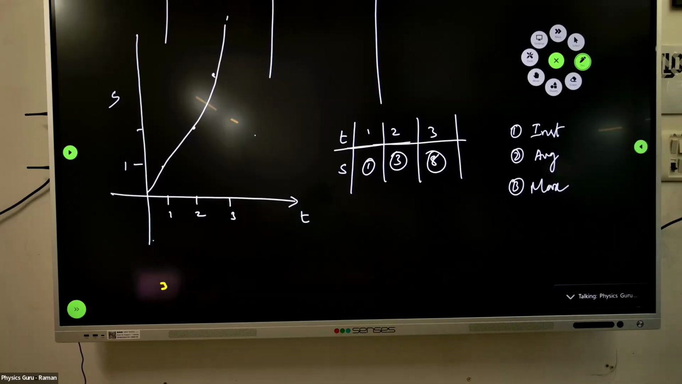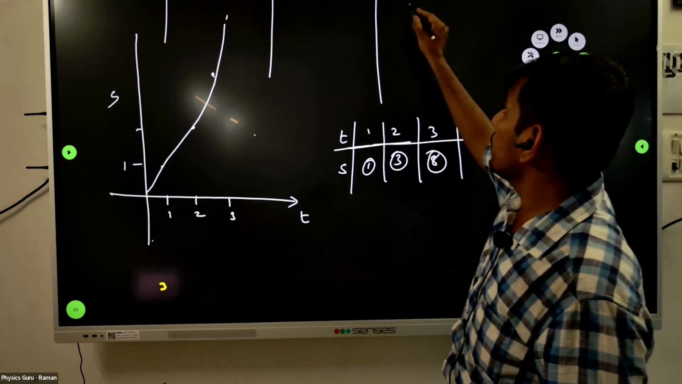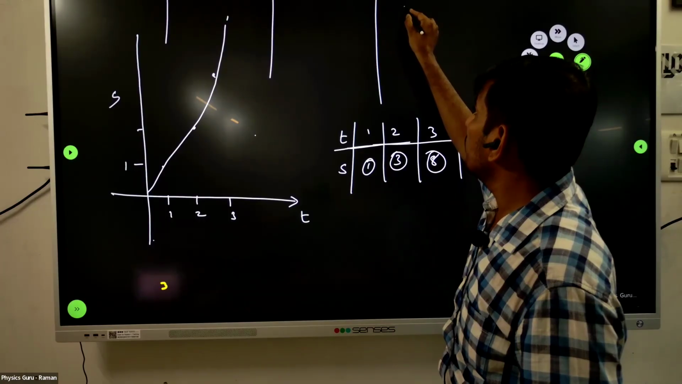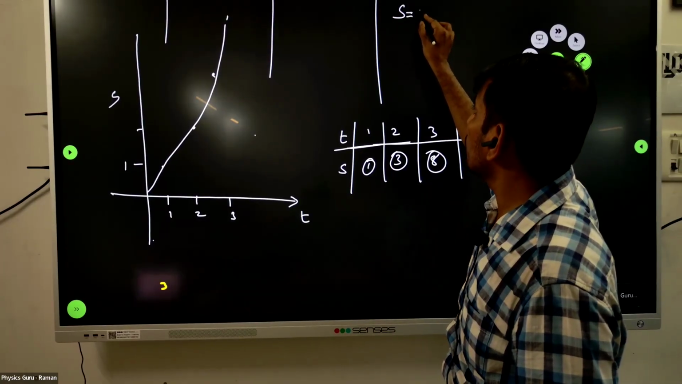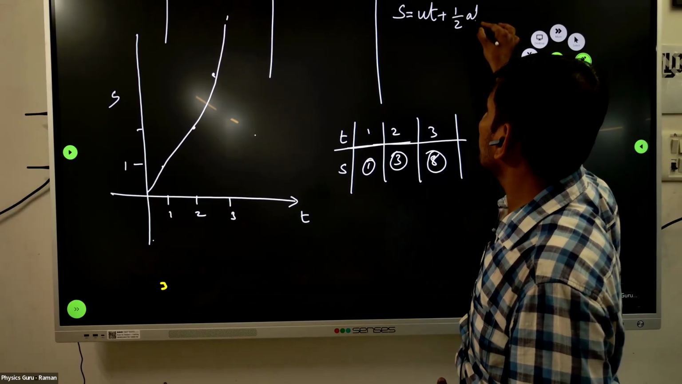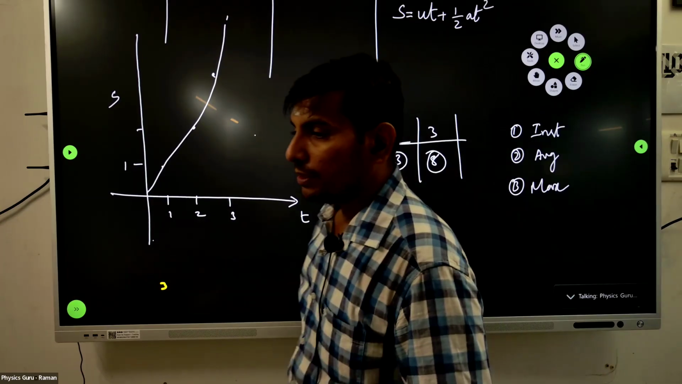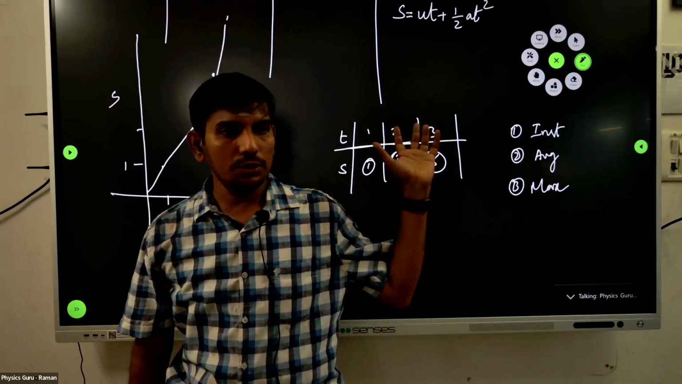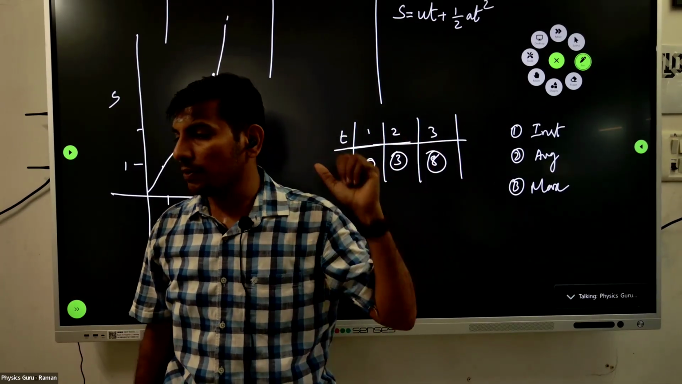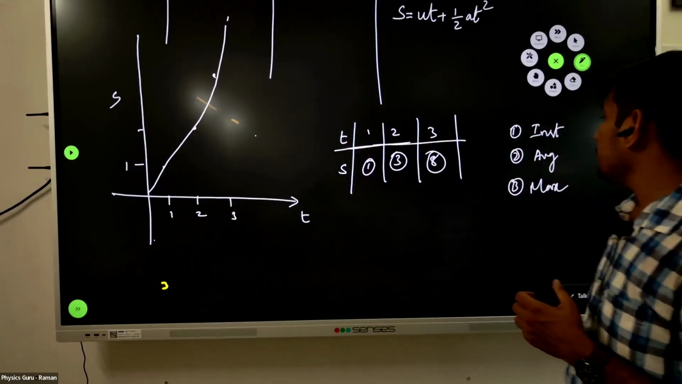Okay? இதுல என்கிட்ட சில equations இருக்கு. See, for example, let's take an equation that is well known to all of us. Displacement S is equal to ut plus half a t squared. You all know this equation. From your grade 9, you might have learned it. Fine. So this is equal to ut plus half at squared.